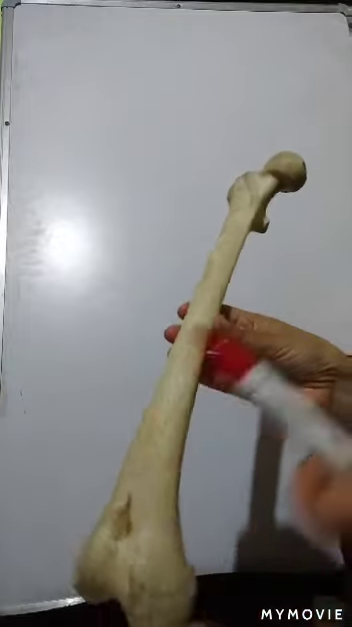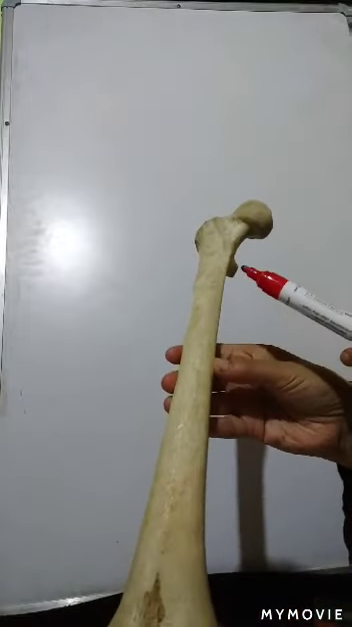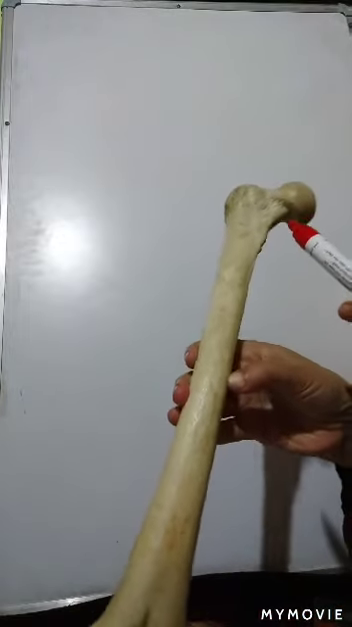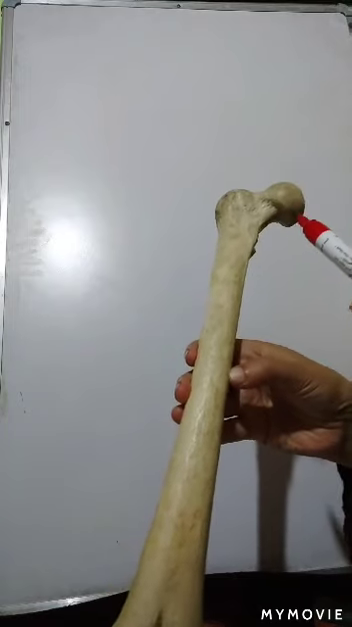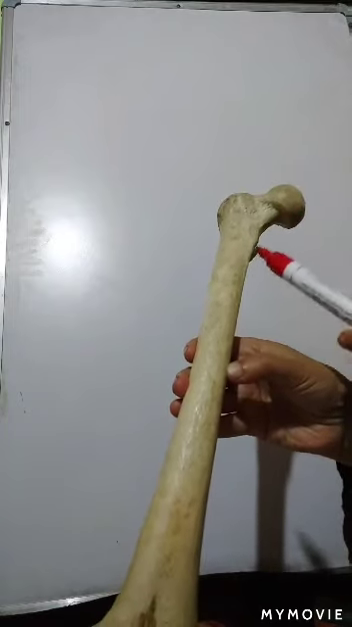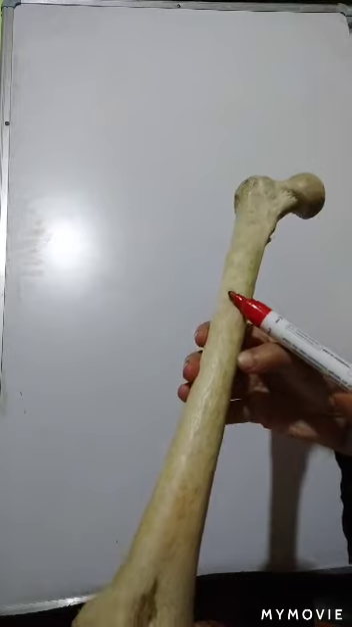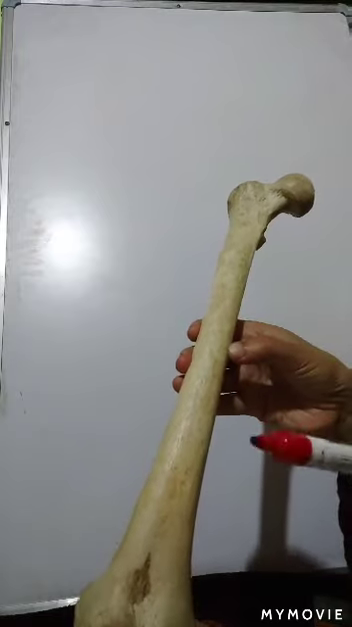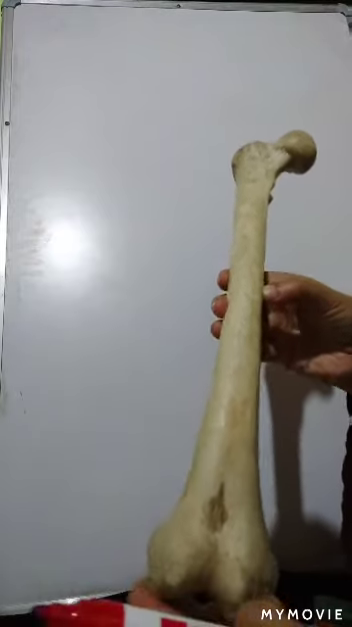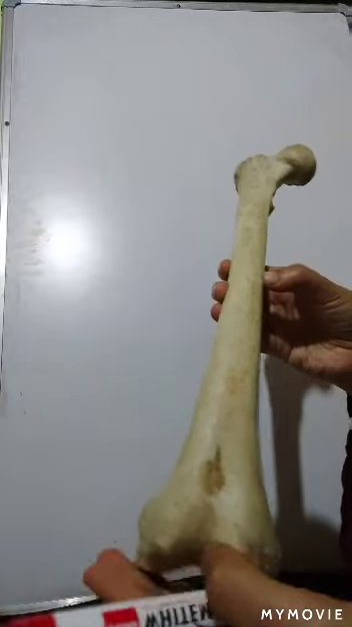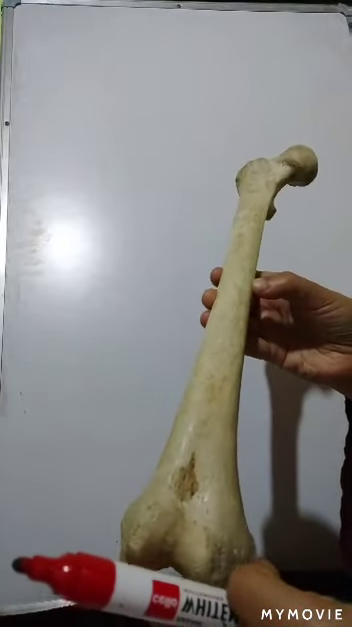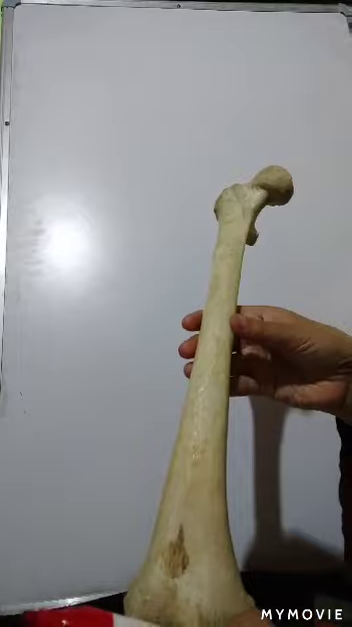For anatomical position, the head is to be directed medially, upwards and slightly forwards, whereas the shaft is directed obliquely downwards and medially, so that the lower surfaces of the two condyles of the femur lie in the same horizontal plane.